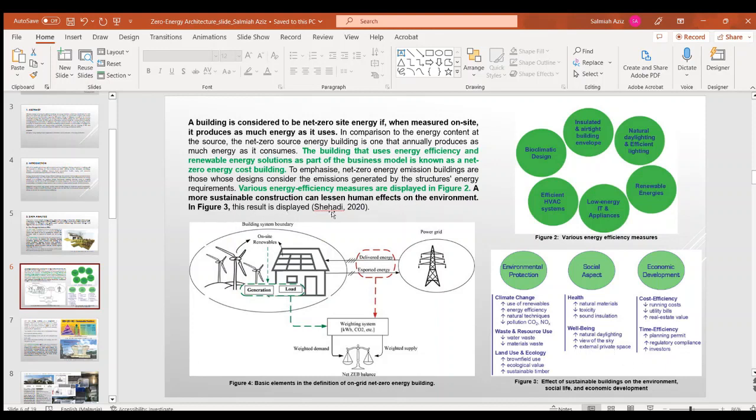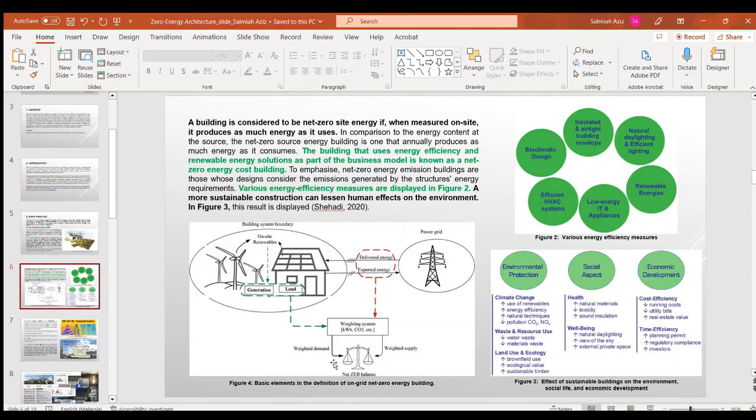So this is also quoted by Shadi 2020. So there is an effect of sustainable building on the environment, into social life, and also economic development. If we look into environmental protection, climate change, use of renewables, energy efficiency, etc. These are a few impacts if we are using sustainable buildings in the built environment.